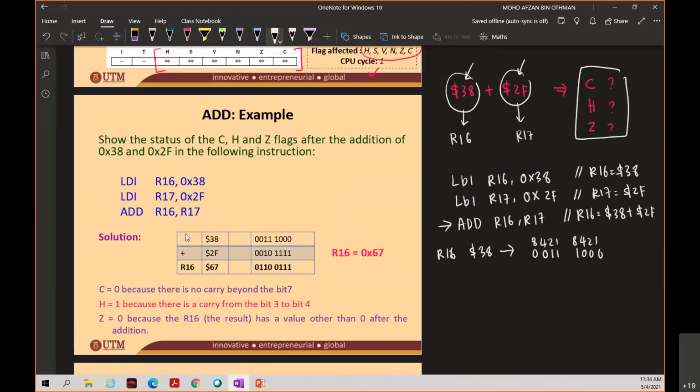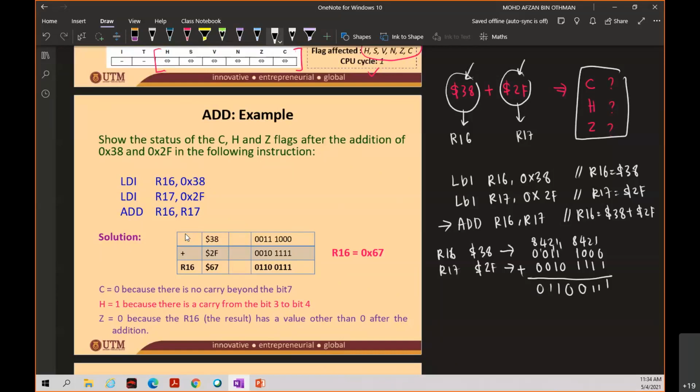Then you have R17, which is 2F. You convert it to binary representation, so this becomes 0010 1111. Then you add them up. 0 plus 1 you get 1, 0 plus 1 is 1, 0 plus 1 is 1, 1 plus 1 is 0, then you have a carry. 1 plus 1 is 10, you have another carry. 1 plus 1 plus 1 is 11, you have a carry. 1 plus 0 is 1, and this is a 0.